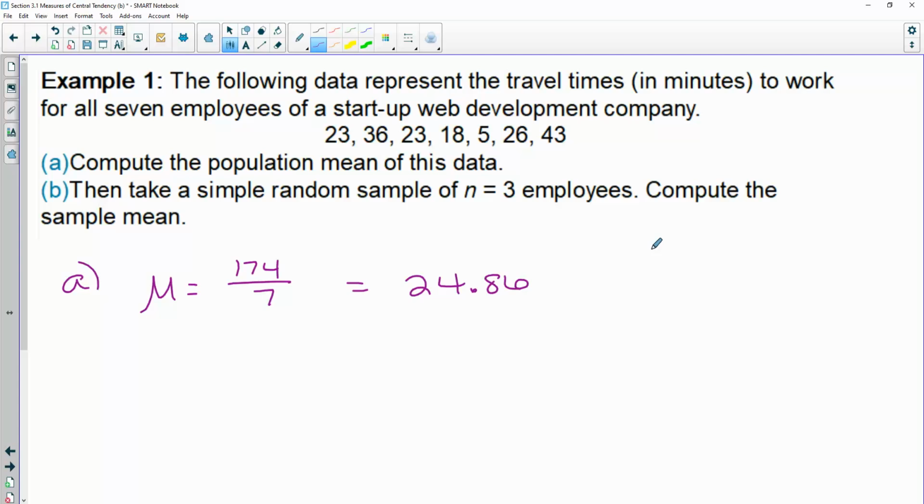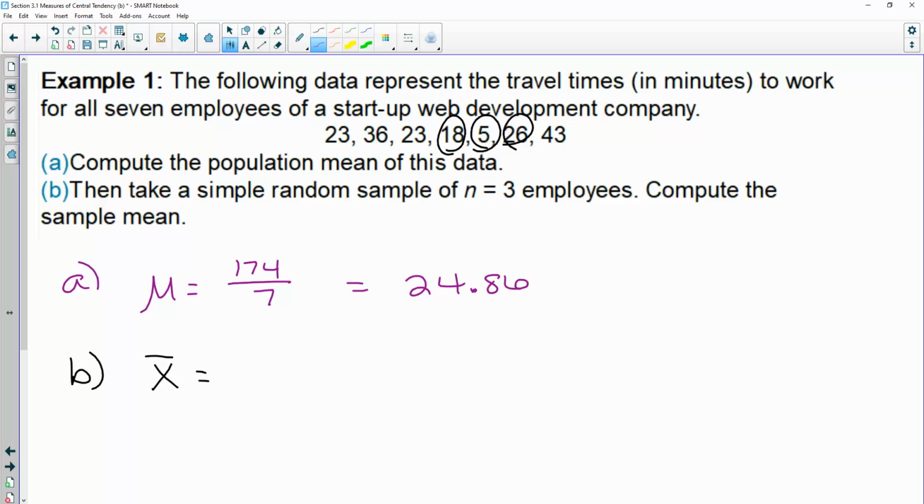All right. Part B. Take a simple random sample of 3 employees and then find your sample mean. So pick any three. Does it matter which three? Alright, so we just picked three. Which ones do you want me to use? 18, 5, and 26. 18, 5, 26. I guess that wasn't really random. That's okay. So if it's a sample mean, what would I call it? X bar.